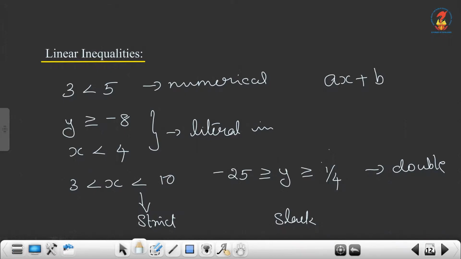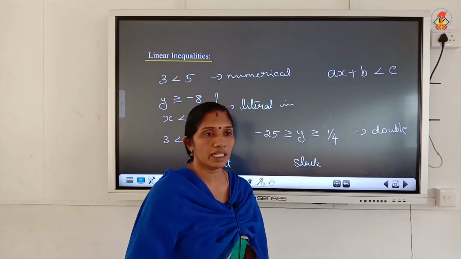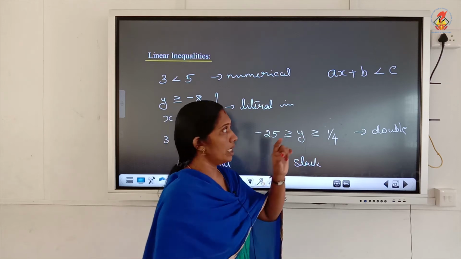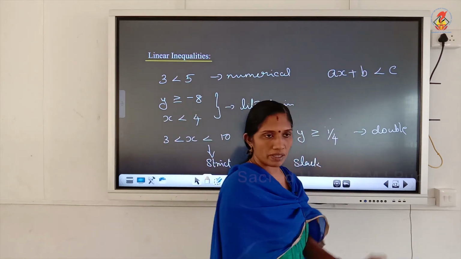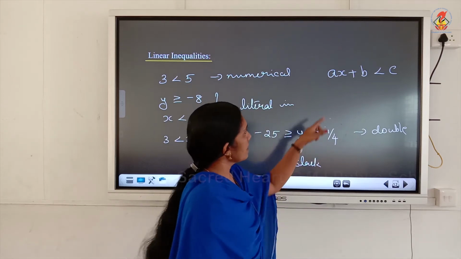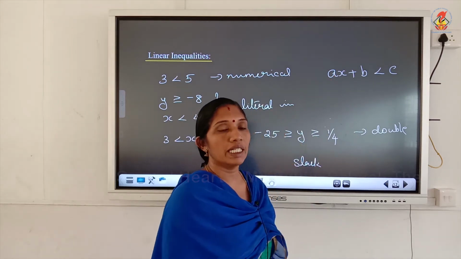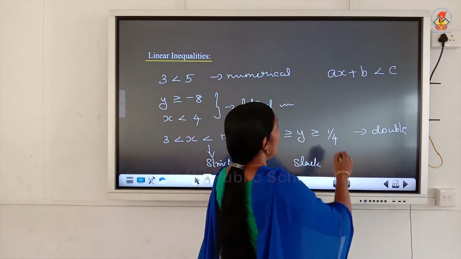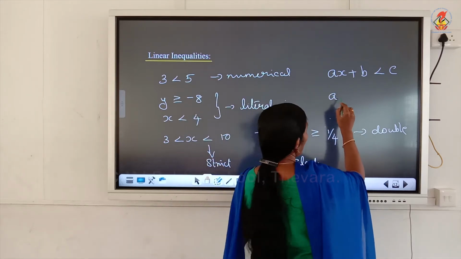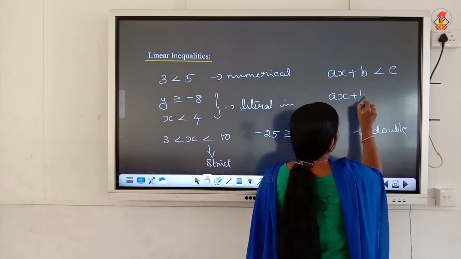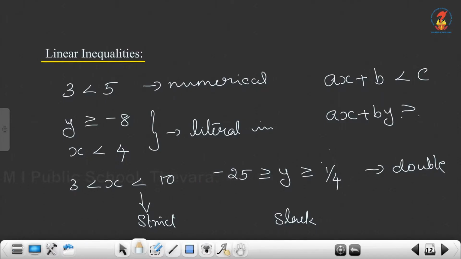Linear polynomial, the standard form ax plus b. If I write less than c, that is a linear inequality in one variable. Here only one variable. This a, b, c are constants. A, b, c are real numbers. x is the only variable here. So, it is a linear inequality in one variable. If a linear inequality in two variables, how to write? ax plus by less than c. So, two variables. That is linear inequalities in two variables.